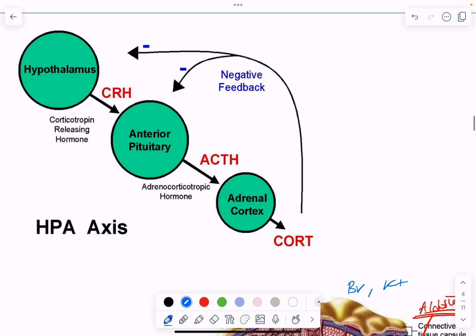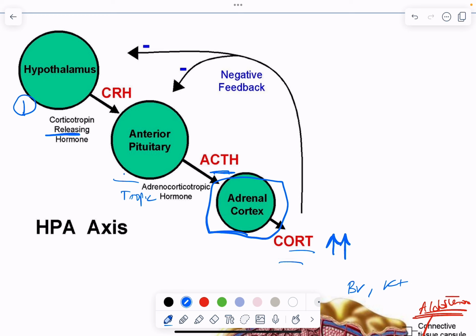So as you can see here, we start by the hypothalamus that releases releasing hormones. It goes to the pituitary that releases tropic hormones in order to stimulate the final end organ, the adrenal cortex, to release cortisol and androgens. Now when there's a lot of it, normally it should inhibit any further release by negative feedback through inhibiting the pituitary and inhibiting the hypothalamus, and that should bring levels back to normal.